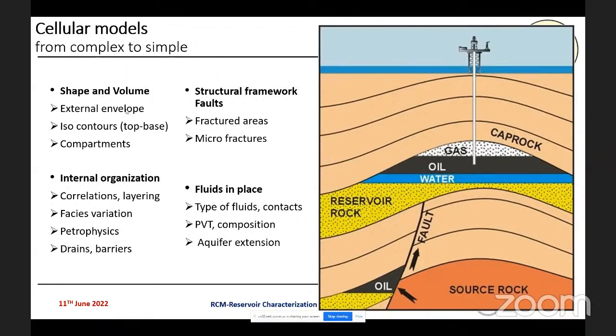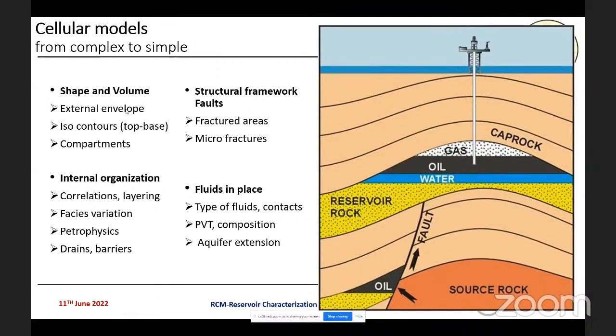So you go to the first component. For example, here the first component is the reservoir shape and volume. How is the external envelope shape of the structure? Is the shape of the structure an anticline? Is it a fault? Is it a salt dome? The topography, or the relief reflected by the type of the contour for both the top and the base of the reservoir. This is usually provided by the geophysicist.